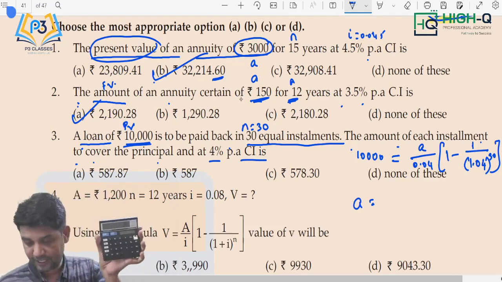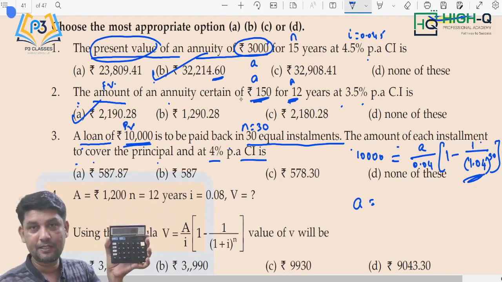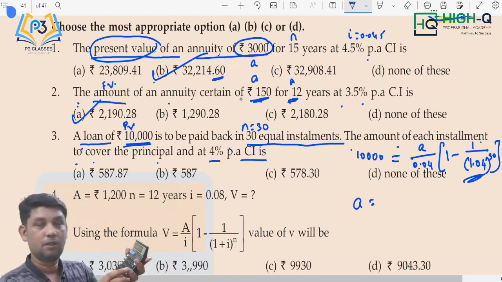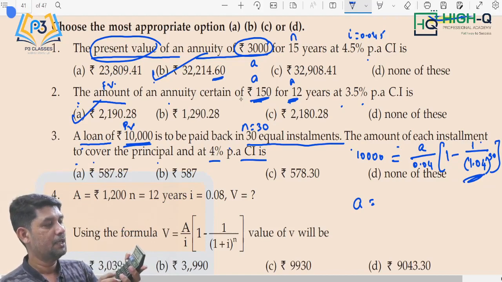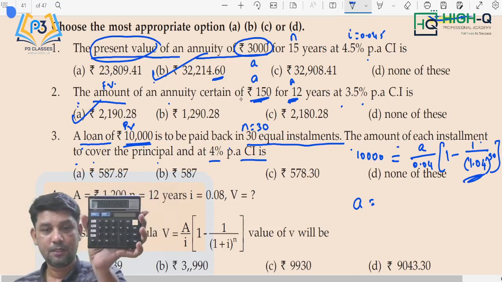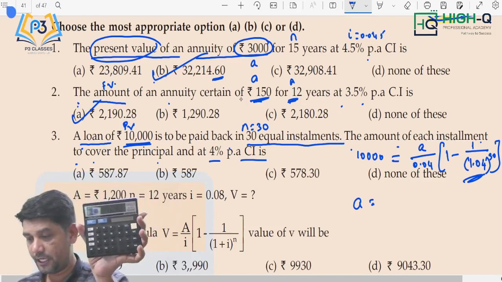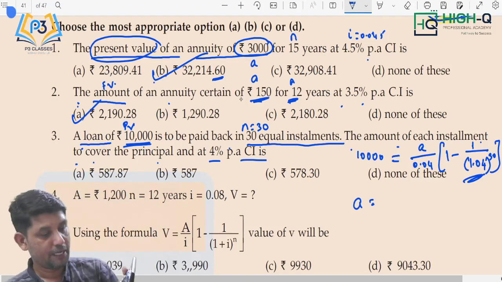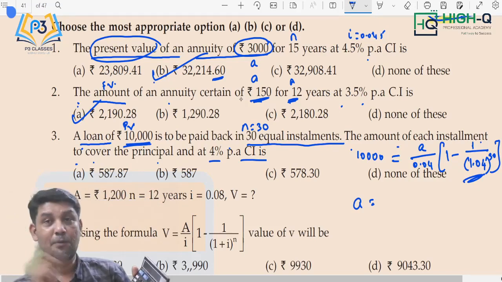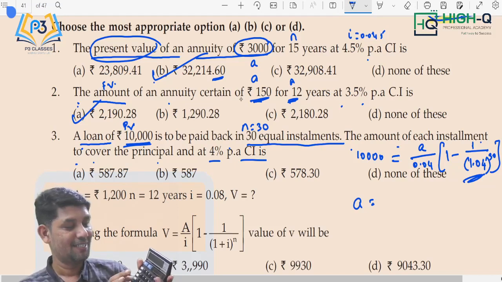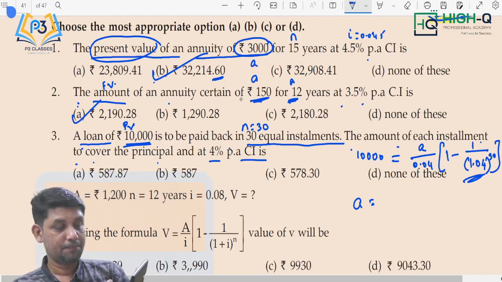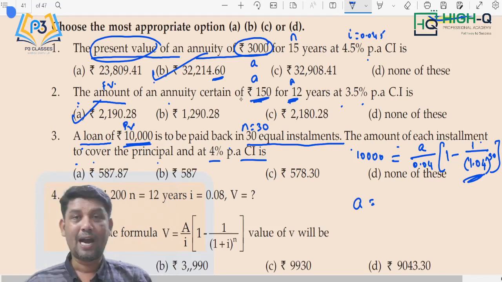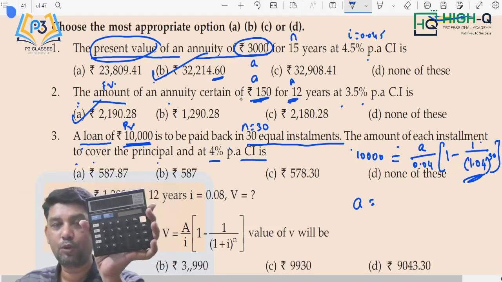1.04, whole power 30, equals. I am just looking at that number. It should be 31. Yes. Next, one divided by equals, minus 1. I am getting a negative number, so ignore the plus or minus sign. Now the negative is gone. Divided by 0.04. So I got the entire right hand side, which is 17.29.